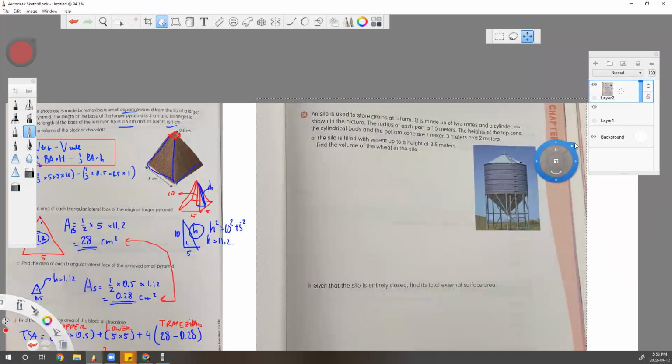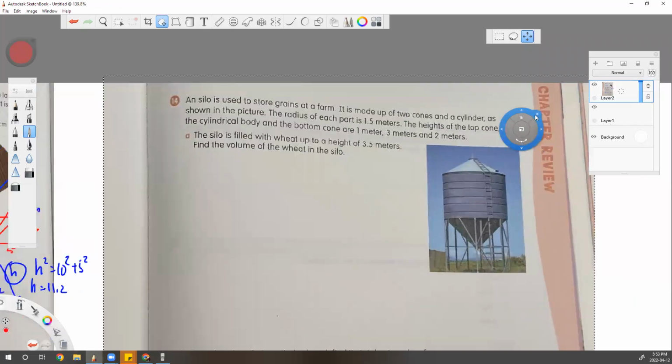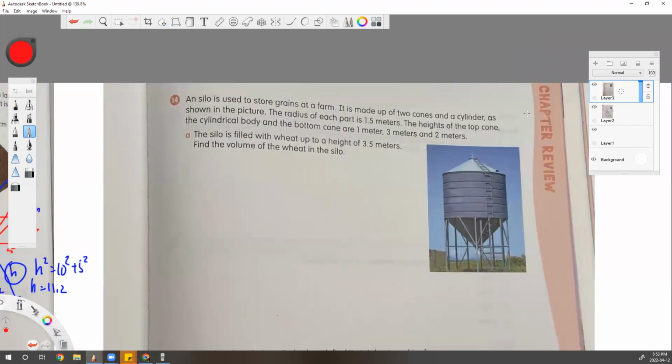A silo is made up of 2 cones and a cylinder. So hard. The radius of each part is 1.5 meters. The heights of the top cone, the cylindrical body, and the bottom cone are 1, 3, and 2 meters. So the upper cone is the shortest in height.